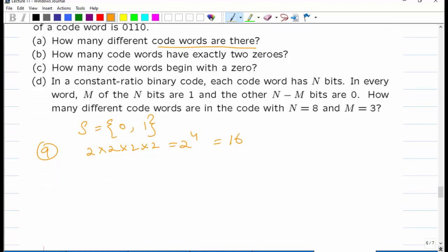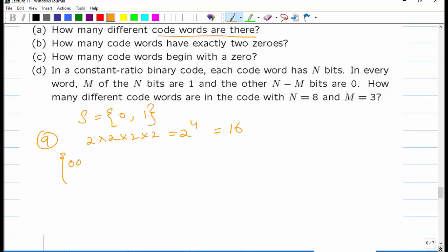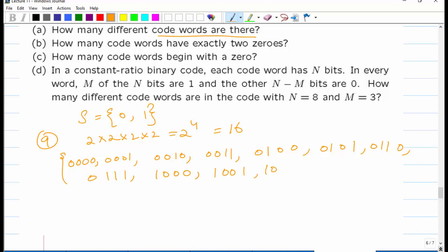Because they are simple, we can even write them here very easily. Starting with 0000, 0001, 0010, 0011, 0100, 0101, 0110, 0111, 1000, 1001, 1010, 1011, 1100, 1101, 1110 and 1111. I think I have not missed any. So 1, 2, 3, 4, 5, 6, 7, 8, 9, 10, 11, 12, 13, 14, 15, 16. Yes, we have written all of them.